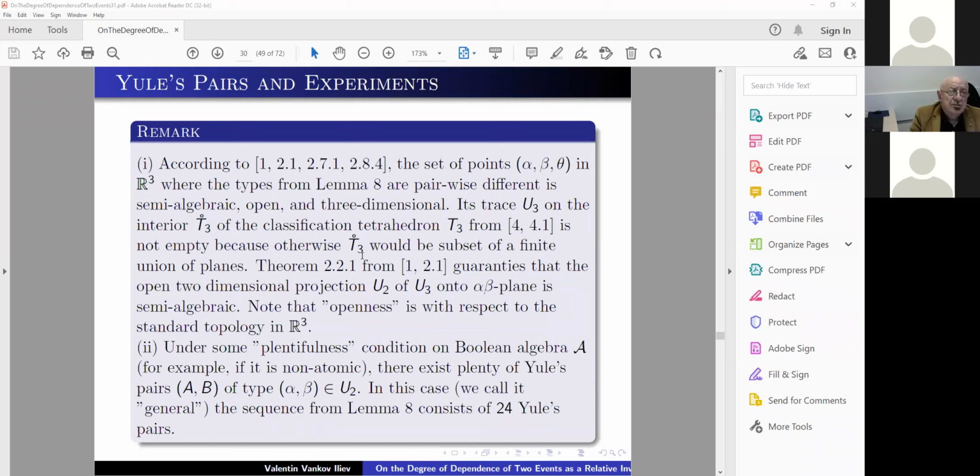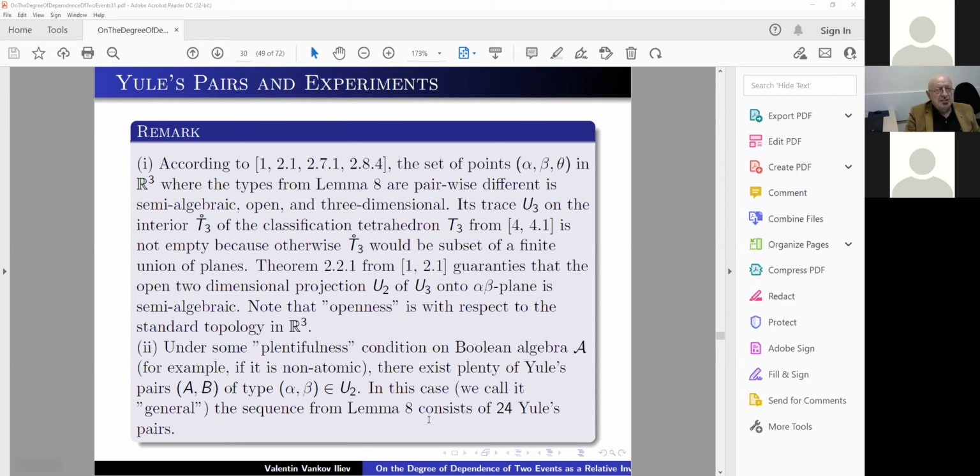And then a theorem from a book in real algebraic geometry guarantees that the open two-dimensional projection U2 of U3 onto the alpha beta plane is semi-algebraic. Openness here means with respect to the standard topology in three-dimensional and two-dimensional space, respectively. And under some plentifulness condition on the Boolean algebra A, for example, if it is non-atomic, then there exists plenty of Yule's pairs AB of type alpha beta in U2.